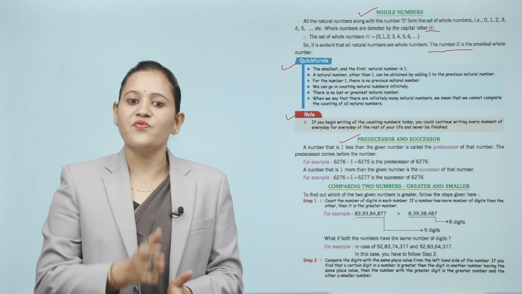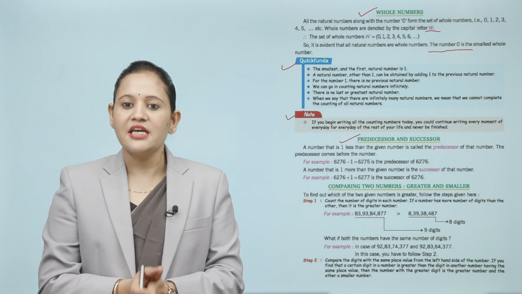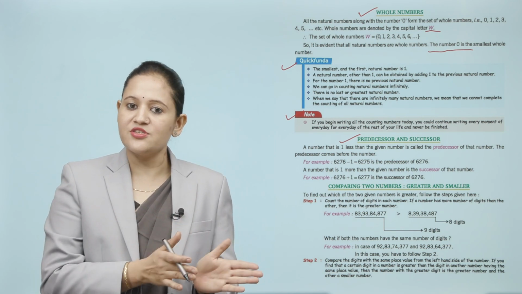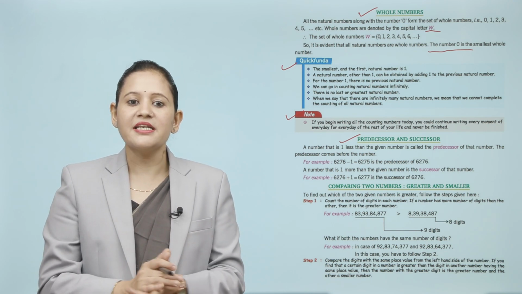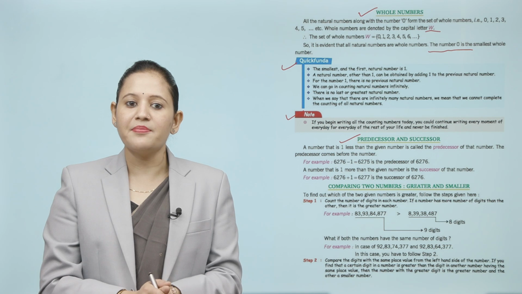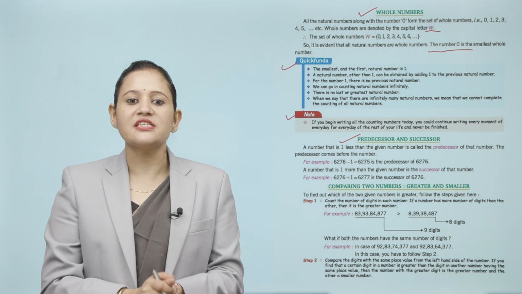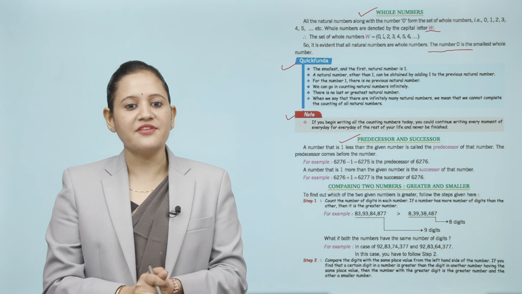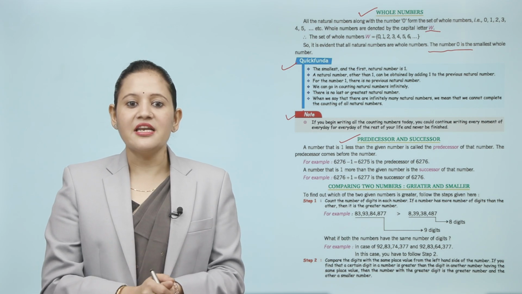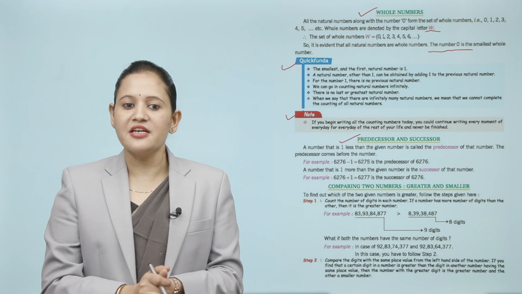A number that is one less than the given number is called the predecessor of that number. किसी भी given number से one less जो number होता है यानी उसका previous number, that is called predecessor. The predecessor comes before the number. For example, 6276 में से 1 subtract करेंगे, we'll get 6275, which is the predecessor of 6276. Clear?